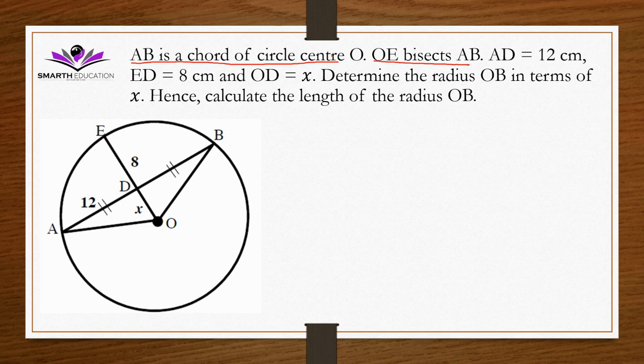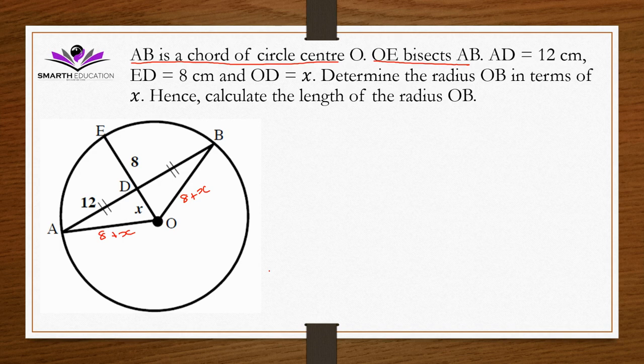We've done the first part. We say that our radius was 8 plus X, and then here 8 plus X. Even OE is 8 plus X, right? So we want to find the radius of what? The radius OB. Okay. So now, what do we have?